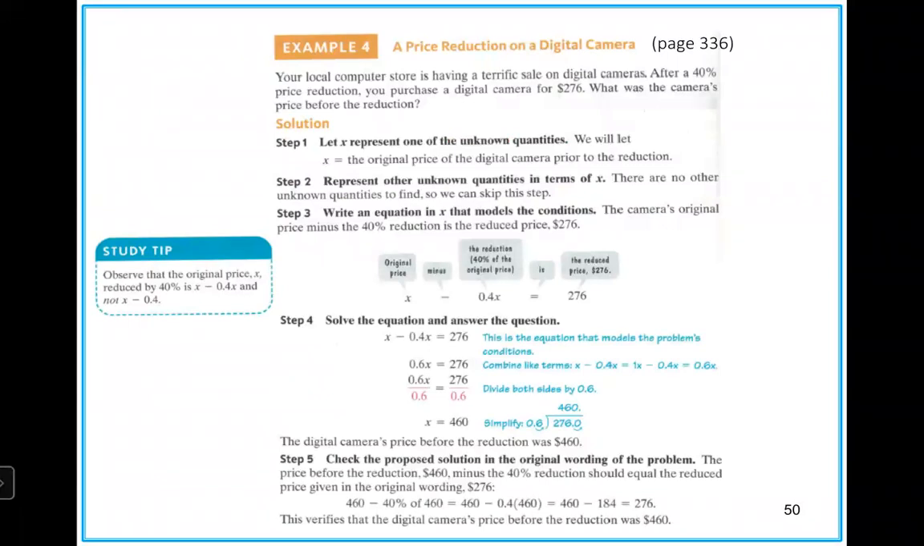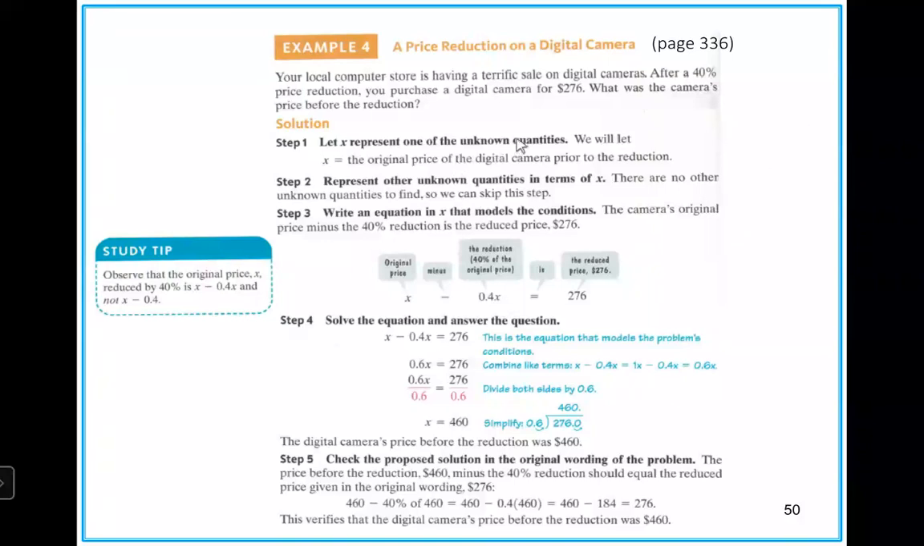Okay. Here, we are looking at a scenario where you are given a certain price and then there was a reduction, and we want to find out what the price was before the reduction. So it says here, your local computer store is having a terrific sale on digital cameras. After a 40% price reduction, you purchase a digital camera for $276. What was the camera's price before the reduction? So you're trying to find what the original price is.